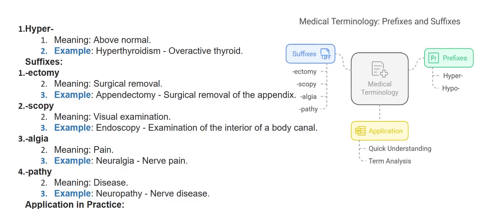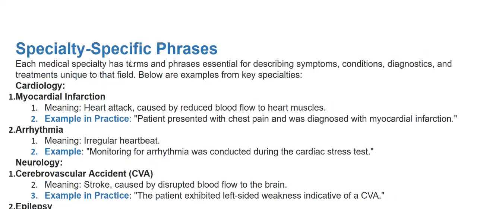Application and practice: learning these prefixes and suffixes allows scribes to quickly understand new terms. For example, combining hypo, below normal, and glycemia, blood sugar, logically leads to hypoglycemia, meaning low blood sugar levels. Specialty-specific phrases. Each medical specialty has terms and phrases essential for describing symptoms, conditions, diagnostics, and treatments unique to that field. Below are examples from key specialties.